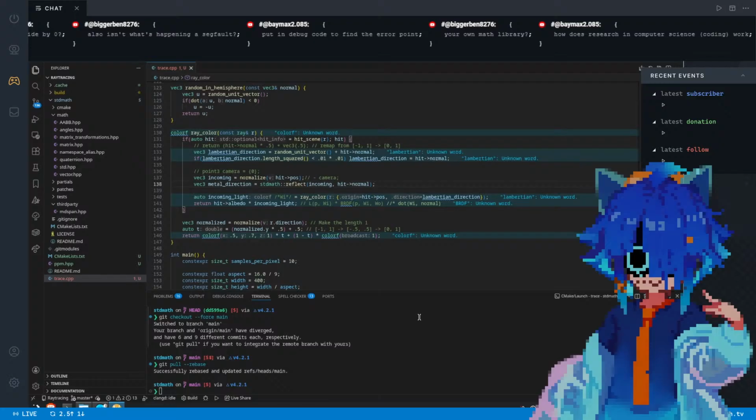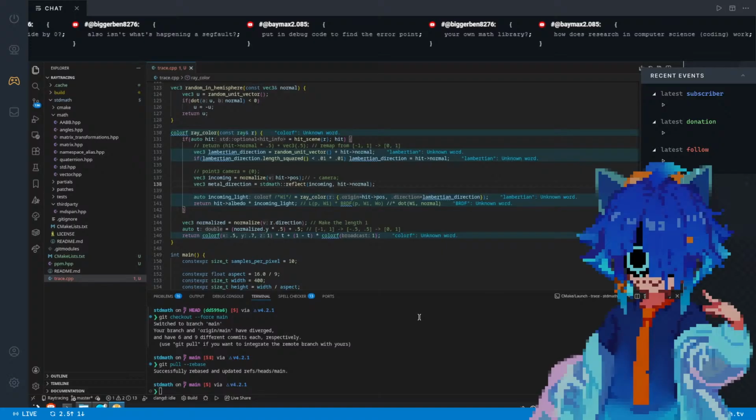How does research in computer science coding work? I'm not sure how exactly to answer that question. Your question's a little too broad. Could you ask a more specific question, possibly?